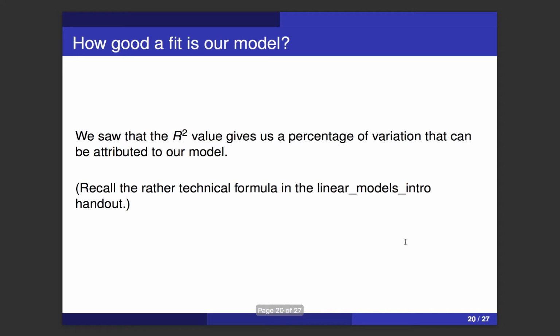So let's first look at another measure of the goodness of fit. We have the standard error, which gives us an idea of the goodness of fit. Also the R-squared value. The formula for that was rather technical, but we can just think of the intuitive interpretation: it gives us a percentage of the variation that's attributed to our model. So if R squared was 1, that means 100% of the variation is explained by our model. That means our model is a perfect fit.